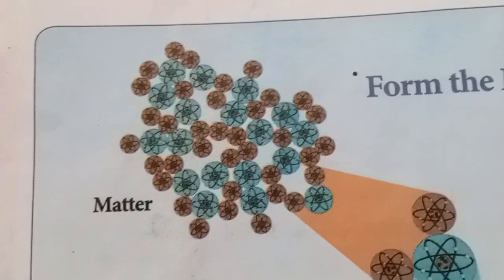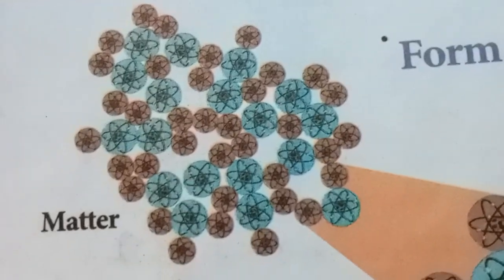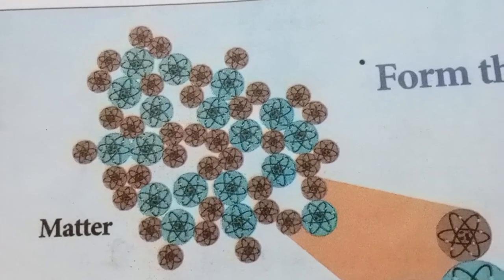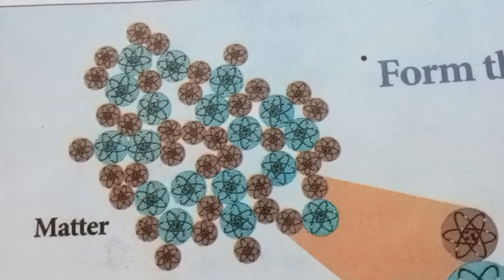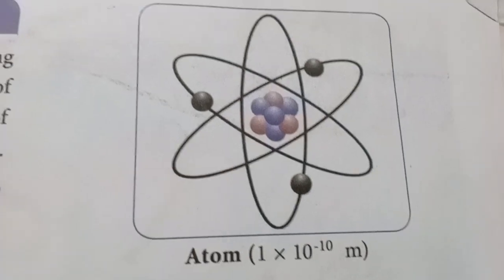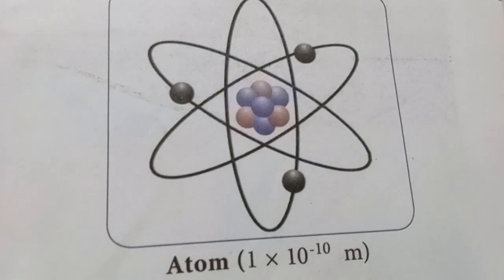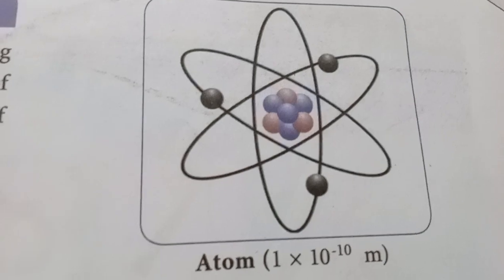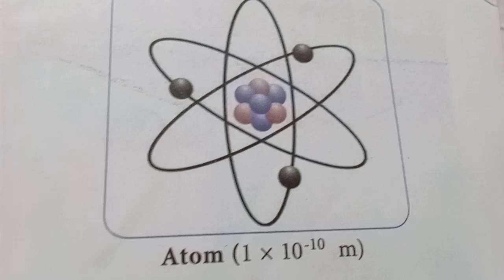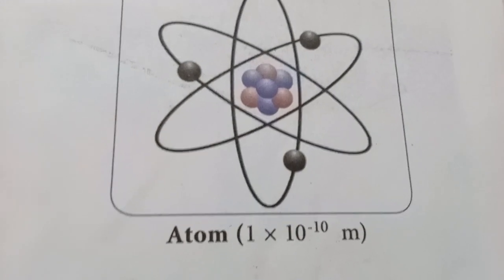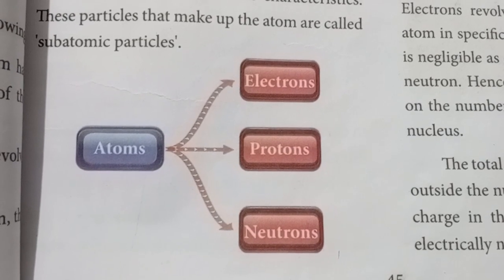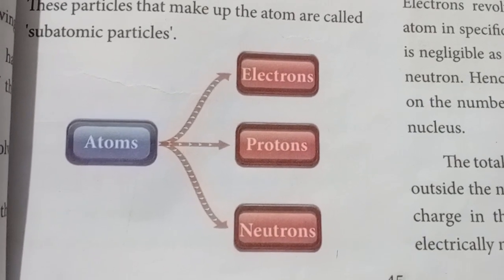So any matter looks like this. See, here there are two types of colors of pictures. Each and every diagram represents the structure of an atom. See here, the atom has the nucleus at its center, and around this nucleus electrons revolve around it. Okay, that is the schematic representation in this picture. The atom has three particles. They are known as electrons, protons and neutrons.